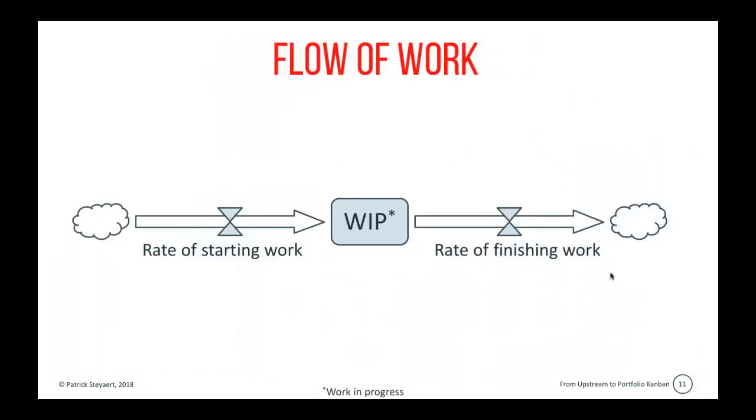So let's apply our simple, very basic systems thinking to the team level, to the flow of work. It's actually the type of insight that started the Kanban community, I think. We can think about work as a flow. We have the rate of starting work. The more work we start, the more WIP, work in progress, that we get. So the WIP is our stock.